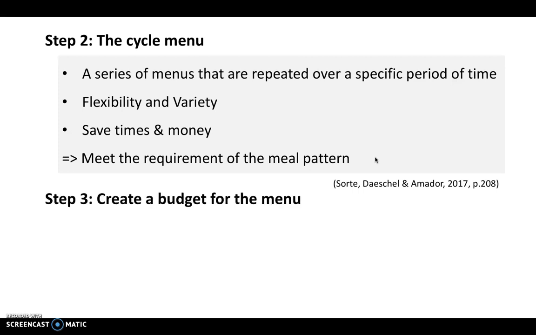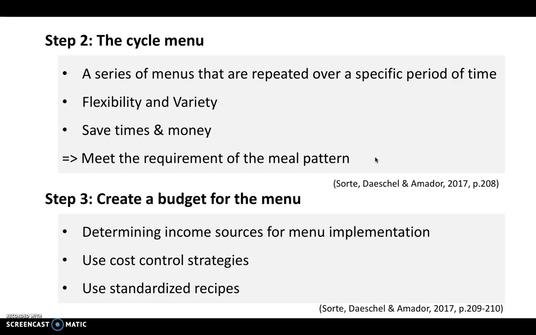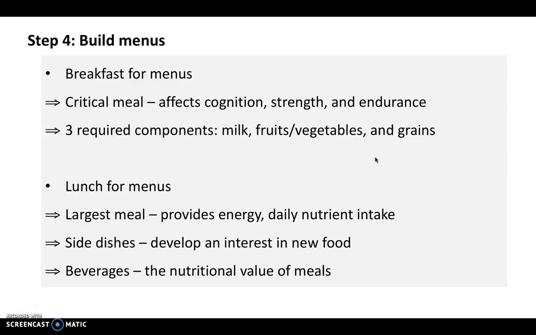Step 3, create the budget for the menu. First up, you want to determine your income source for menu implementation. You use cost control strategies such as buying in bulk and looking for bargains. You standardize recipes to ensure consistency. Step 4, build the menu.